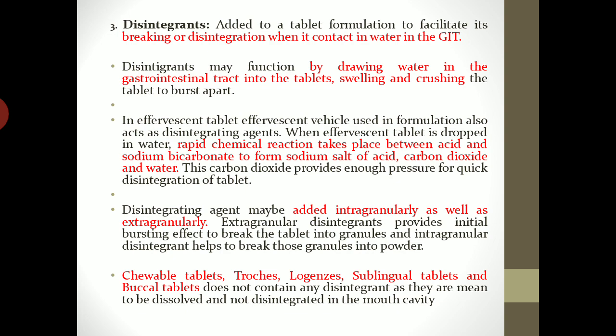Chewable tablets, troches, lozenges, sublingual tablets and buccal tablets, as well as matrix tablets, do not contain any disintegrant, as they are meant to be dissolved slowly and not to be disintegrated.